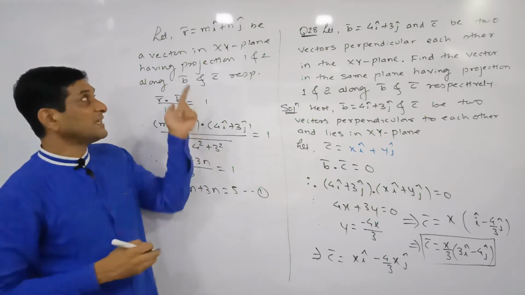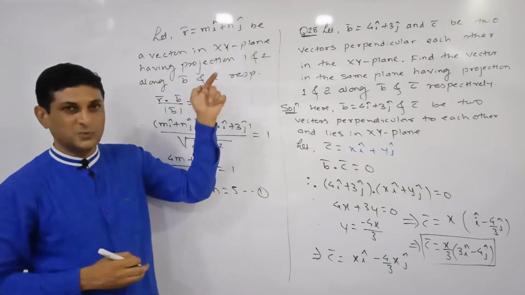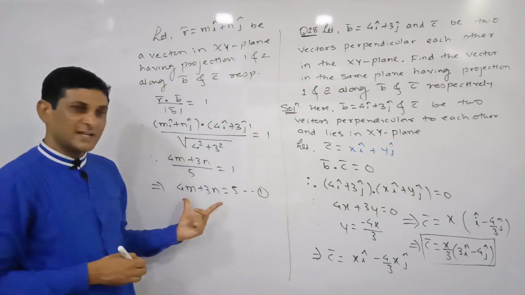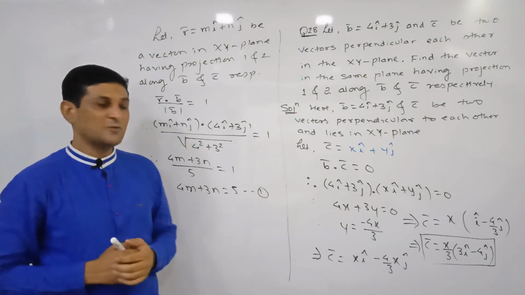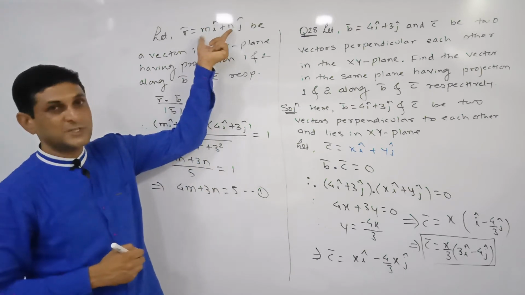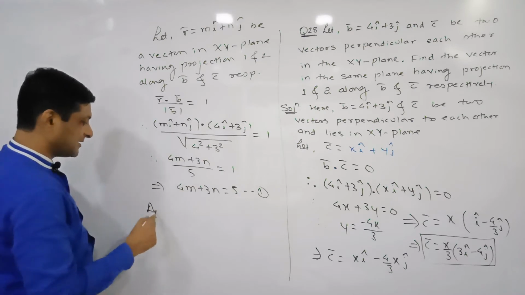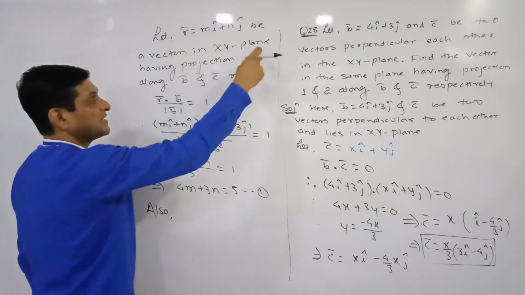Now we will use the second condition, that projection of R bar on C bar is 2. Using this we will find another equation in terms of M and N. Once two equations are known to us, solving them we can find our required values M and N. Once the values of M and N are known, we will get our required vector. So what is the second condition? Projection of R bar on C bar is equal to 2.